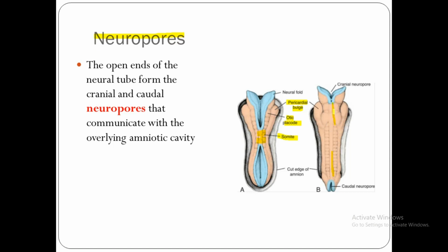So the terminal parts both at the cephalic end and at the caudal end remain open, and these openings are known as neuropores. And this neuropore is going to communicate with the amniotic cavity. You can see the above one is known as cranial neuropore, and the below one is known as caudal neuropore.